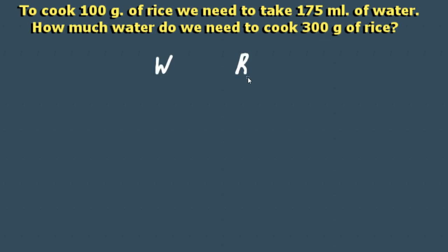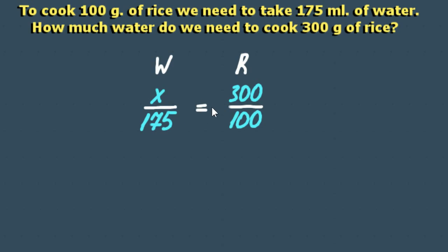Let's write down everything that concerns rice in the right column. Everything that concerns water in the left column. We don't know how much water we need. We need to cook 300 grams of rice. But we know that to cook 100 grams of rice, we need 175 milliliters of water. Divide one by another and equate. So we got the proportion.